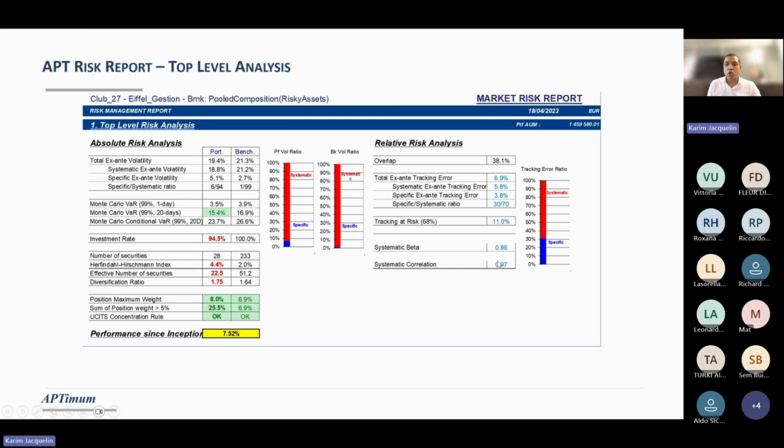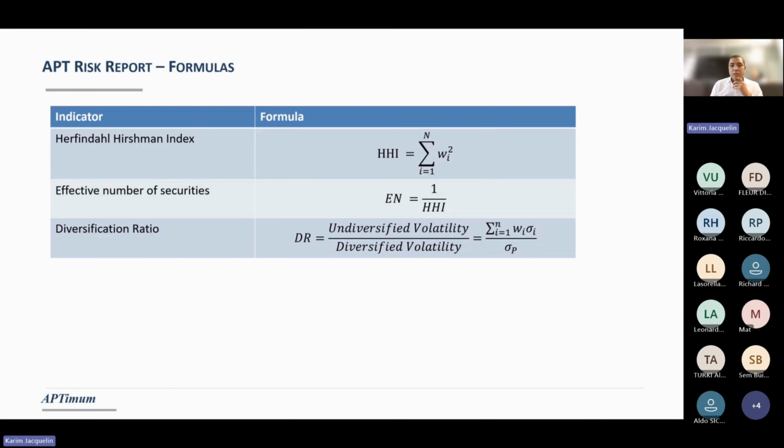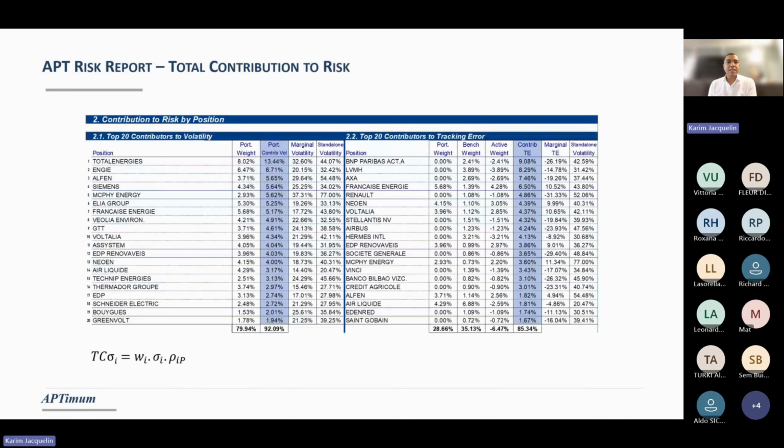So if you have a correlation close to 1, it means that you are exposed to the same strategy. The portfolio is exposed to the same strategies as your benchmark. If the correlation is lower, 0.9 or 0.8, it means that you are exposed to different strategies. And if your correlation is too low, you cannot really use the beta to predict the performance of your portfolio, given the performance of the benchmark. So these are top-level risk analysis. We move to the next section.